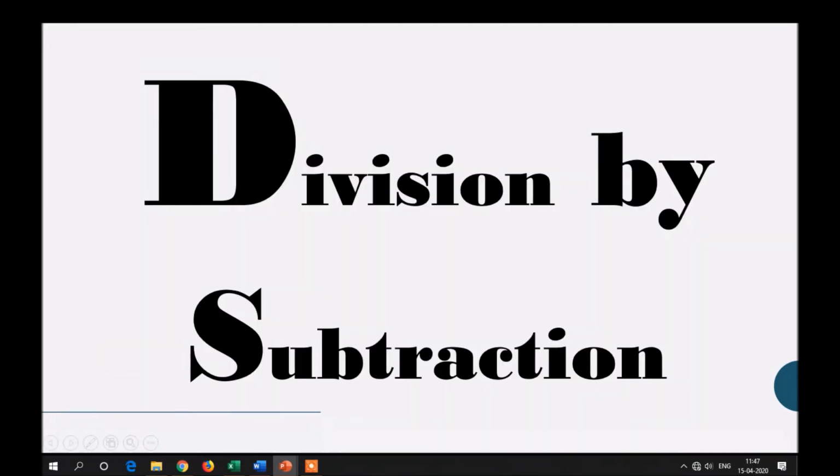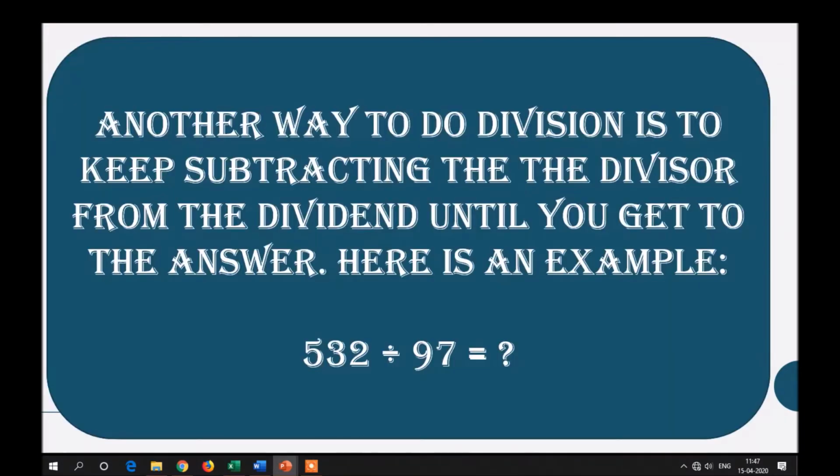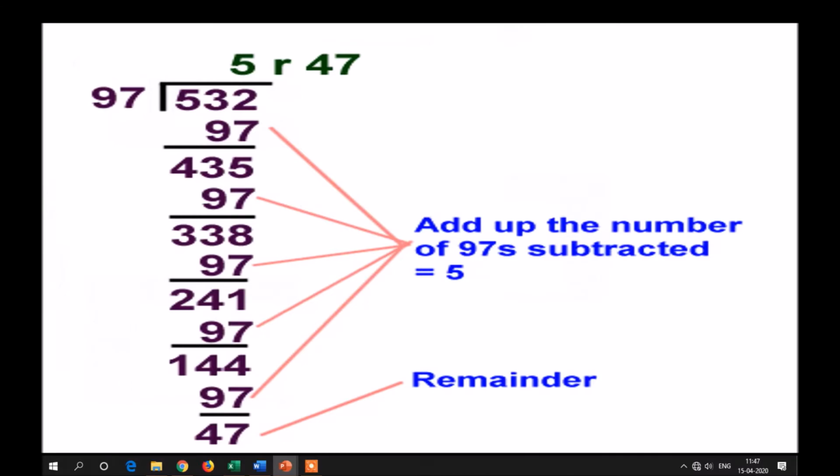Now division by subtraction. Another way to do division is to keep subtracting the divisor from the dividend until you get to the answer. Here is an example. If we want to divide 532 by 97, then what will be the answer? So we will take 532 and subtract 97.